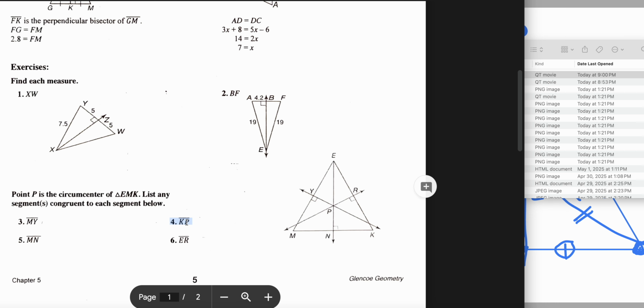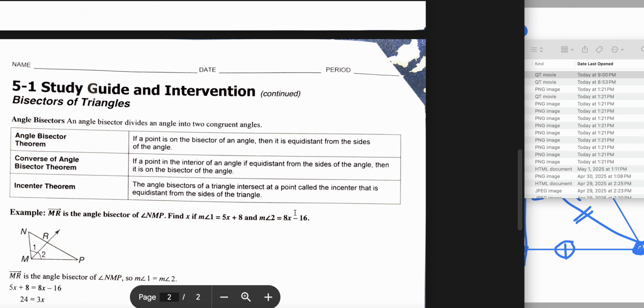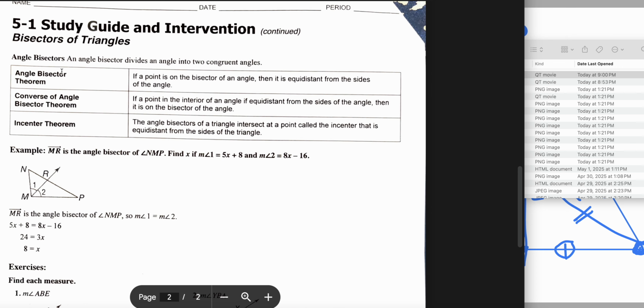So question 4 has 2 answers. Right? It's EP congruent to MP, and also MP is congruent to PK. Okay, so that's that. And now we're going to move on to the angle bisectors.